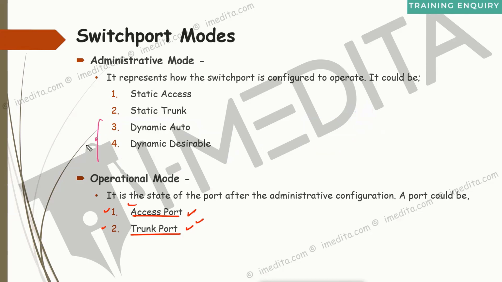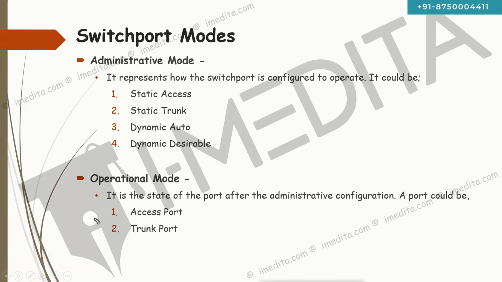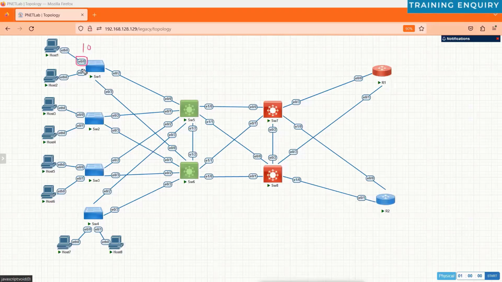So based on the administrative configuration, how the port is operating is defined in the operational mode. Either the port will operate as an access port or the port will operate as a trunk port, and how, that is defined under the administrative mode. So remember, when we configured this port in this topology in VLAN 10, VLAN 20, we actually still did not disable the DTP.